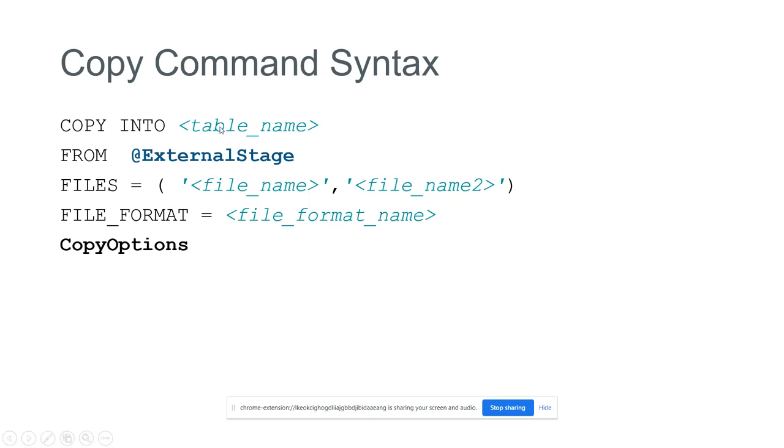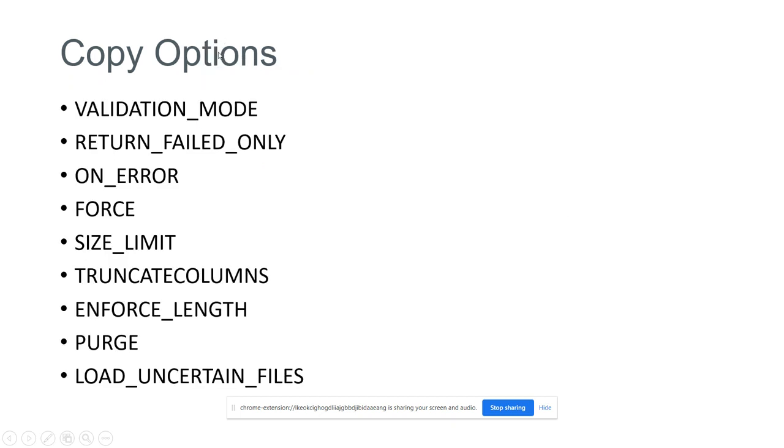The general copy command we use to load the data, and then at the end we can specify any options. So what are all the options we can specify in the copy command? Let's see. These are the copy options we can use: validation mode, return failed only, on error, force, size limit, truncate columns, enforce length, purge, load uncertain files. So these are all the different options we can use along with the copy command. Let's see with the examples what is meant by each and every option.